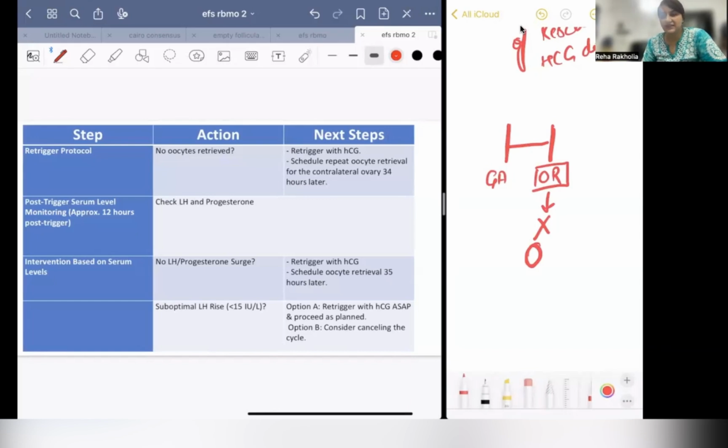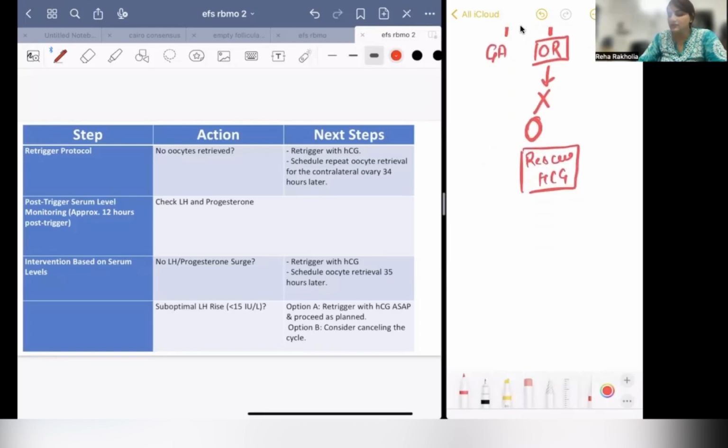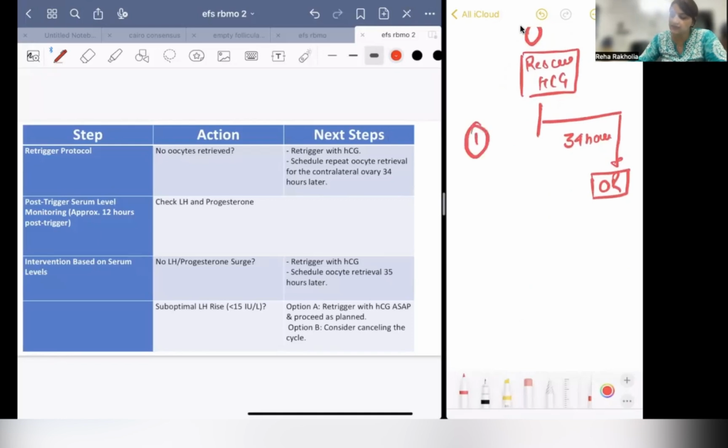But when we are giving GnRH agonist, we'll do oocyte retrieval from one ovary. If no ova are retrieved, then we'll give the rescue HCG dose, and 34 hours after this rescue HCG dose, we'll plan our oocyte retrieval for the other ovary. Okay, this was first.